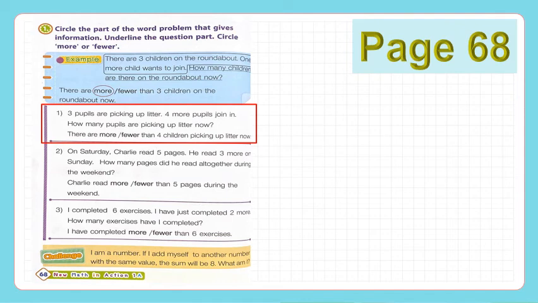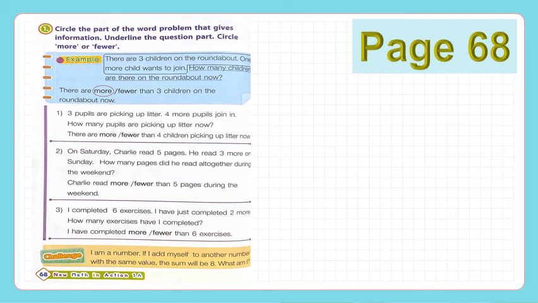Now, let's underline the question part. Again, I told you the question starts with the word how or what. So here we have, how many pupils are picking up litter now? I am going to underline that sentence.